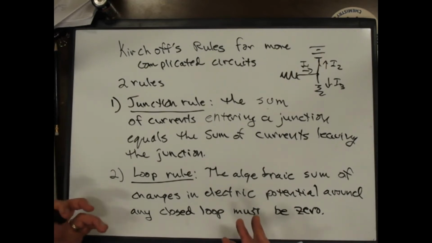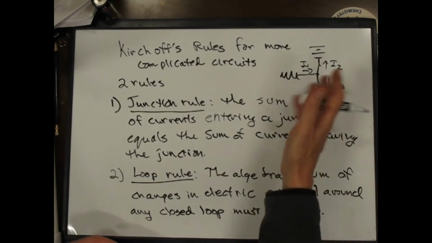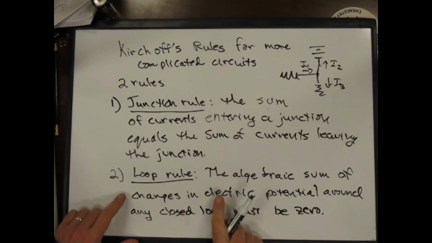You could have 5 wires meeting at one spot, and the total current in has to equal the total current out. It's not much different than if it had been water. The water in equals water out. There are no leaks in the system, presumably. And so that's the first rule. It's the junction rule. It's sort of common sense. And the second one is called the loop rule.